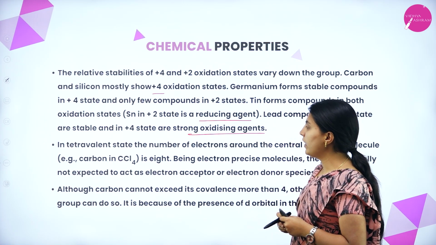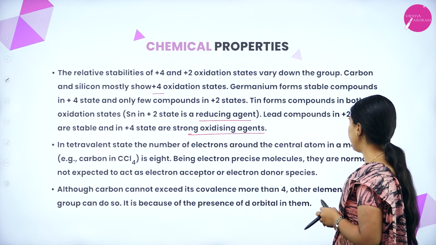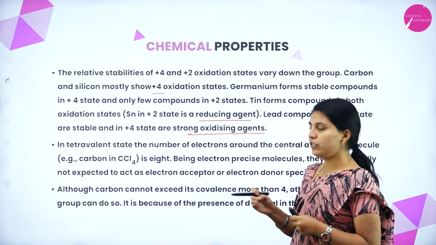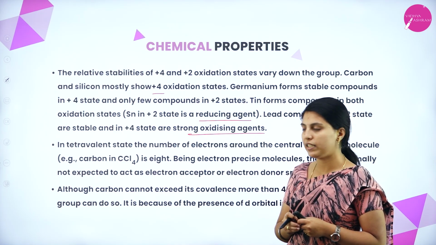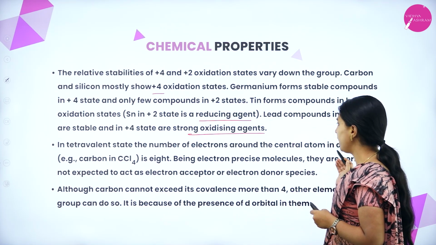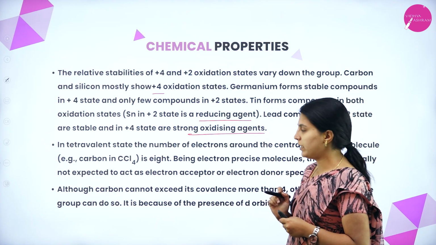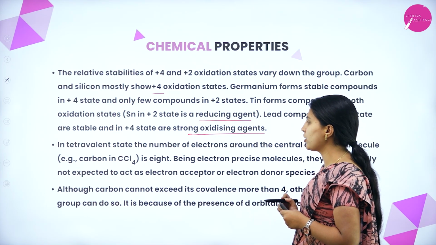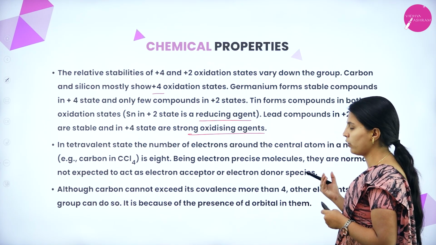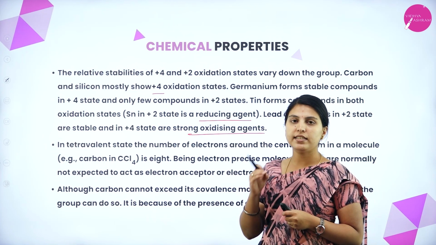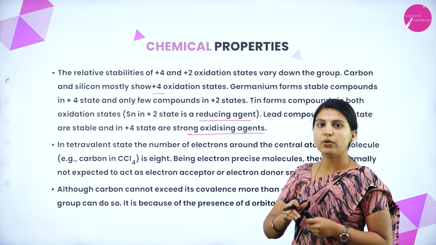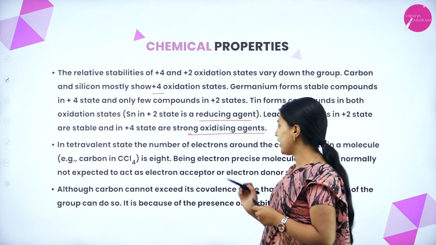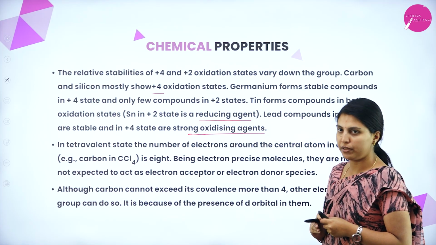In the tetravalent state, the number of electrons around the central atom in a molecule is 8. In the tetravalent state, 4 valence electrons are present in the valence shell around the central atom in a molecule, which makes 8. Being electron precise molecules, they are normally not expected to act as electron acceptor or electron donor species. Since there are accurately 8 electrons surrounding the central atom, it cannot act as an electron acceptor or electron donor species.